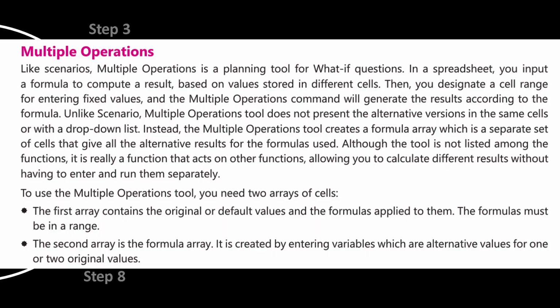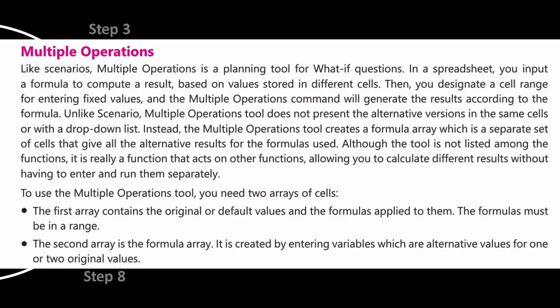Unlike scenarios, the Multiple Operations tool does not present the alternative versions in the same cells or with a drop-down list. Instead, it creates a formula array, which is a separate set of cells that give all the alternative results for the formulas used. Although the tool is not listed among the functions, it is really a function that acts on other functions, allowing you to calculate different results without having to enter and run them separately.